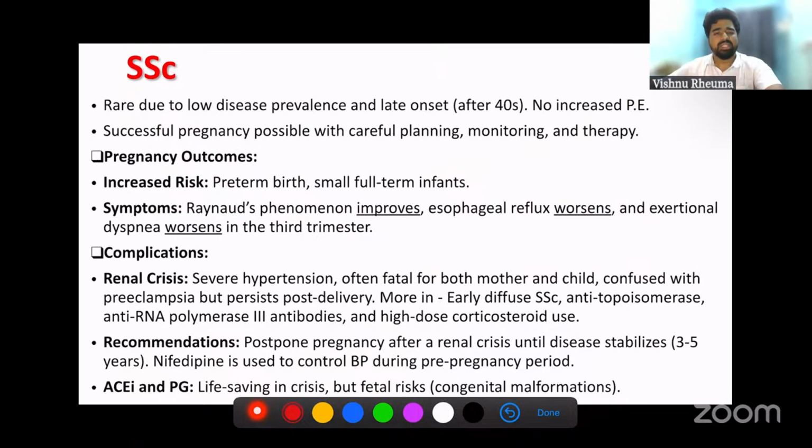Then coming to systemic sclerosis, there's a lot, but the main thing you should realize is that it's not common in pregnancy, because systemic sclerosis usually comes after your 40s, and pregnancy obviously would have happened before that. But even if it does occur, there is a good outcome possibility. Although there is risk for preterm birth and small full-term infants. The main thing usually asked in your vivas is this particular aspect.